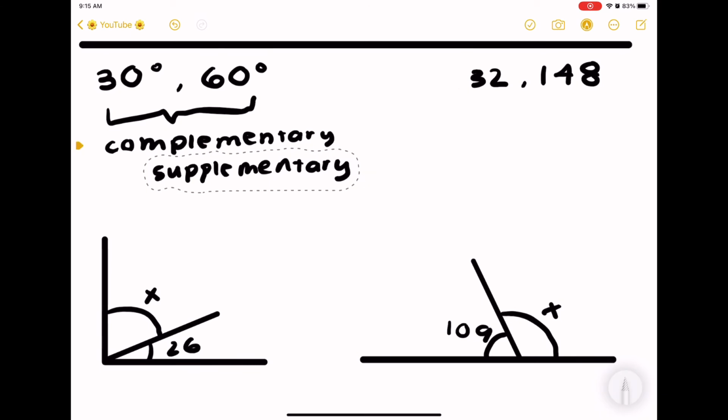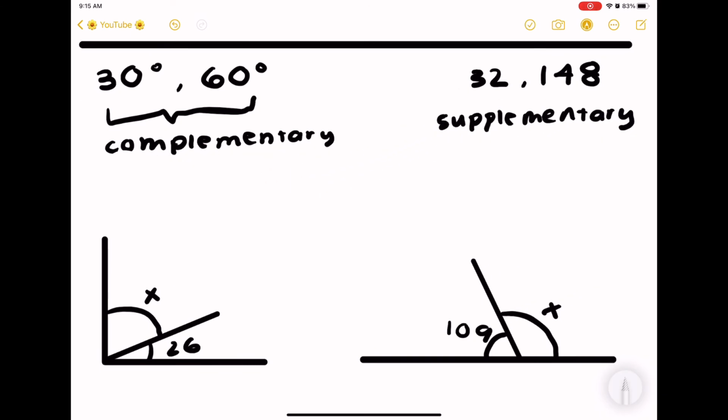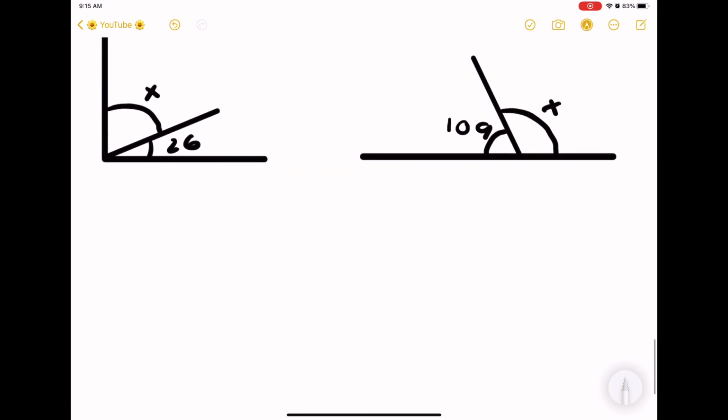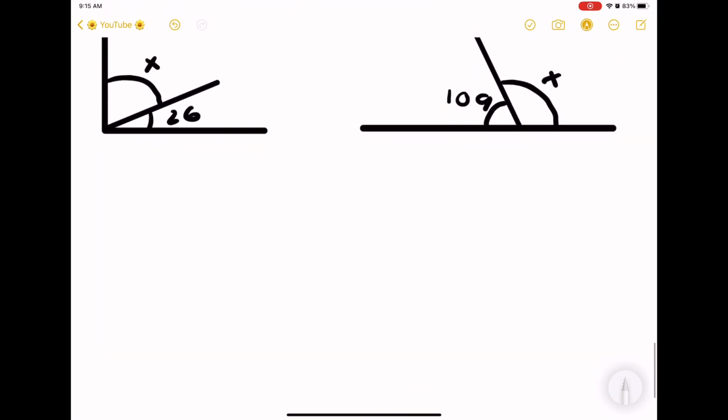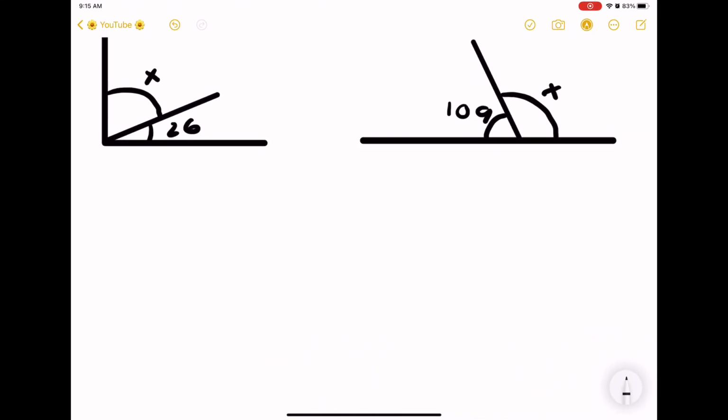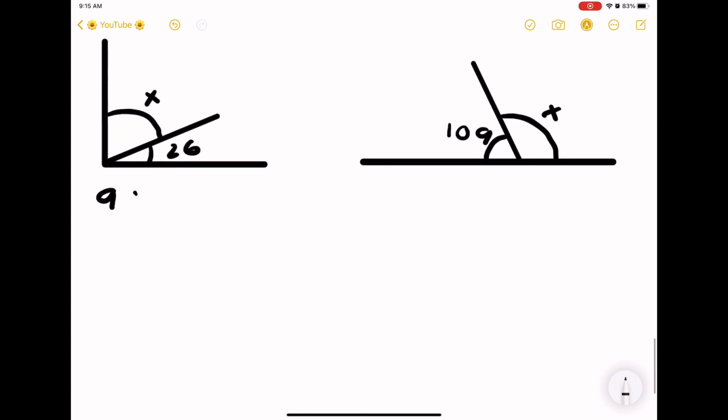Did you do it? Let's check if you got the correct answers. So the first two are complementary, and we know this because the two add to 90, and the second two are supplementary, and we know this because they add to 180. And when two angles add to 90, they are complementary, and when they add to 180, they're supplementary.